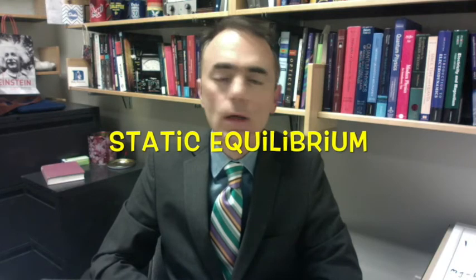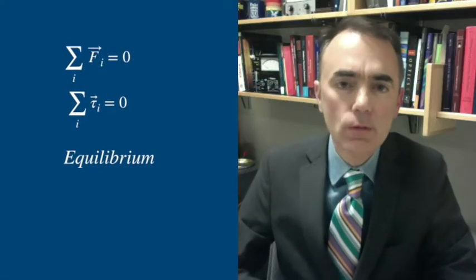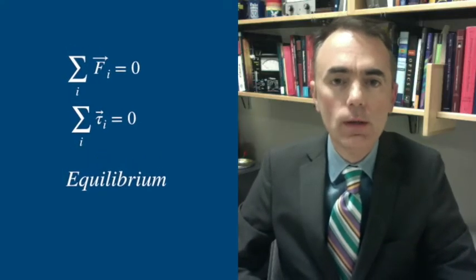If the sum of the external forces is zero and the sum of the external torques is zero, the object will be in equilibrium. If the object is at rest and not rotating, we say that the object is in static equilibrium. So if we see an object in static equilibrium, we know that those two conditions are satisfied. That is, the net force is zero and the net torque is zero.